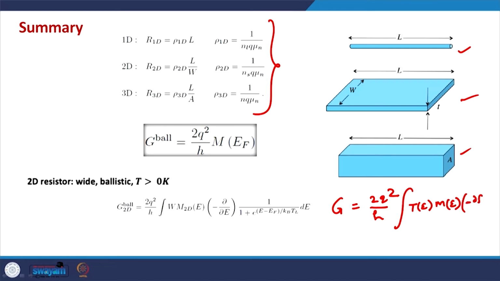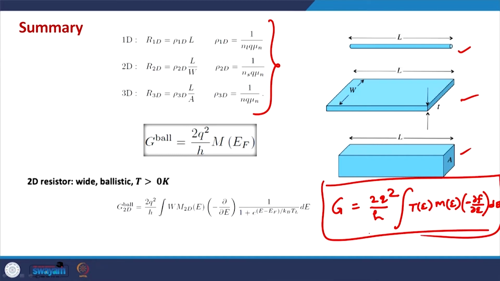minus del f by del E dE. And from here, in our last couple of classes, last class particularly, we calculated the conductance in the case of ballistic transport to be this. And as you can see, this has this constant term, which is known as the quantum of conductance, multiplied by the number of modes in the conductor at Fermi level.